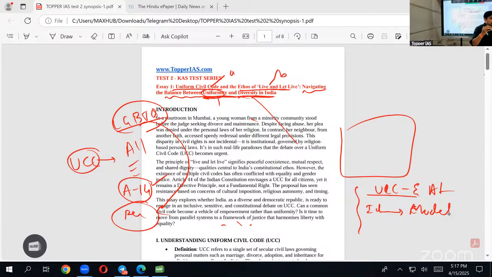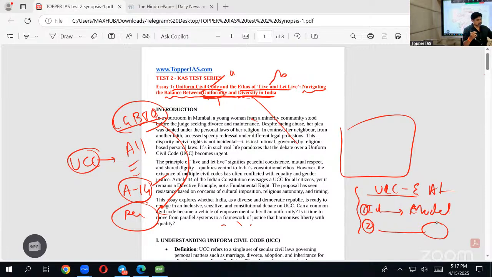Then we can think about whether to go or not to go for implementation. This is one idea. Second idea: we can create a platform in such a way that only one theme where the personal laws are largely affected, we can create changes only in that personal theme.